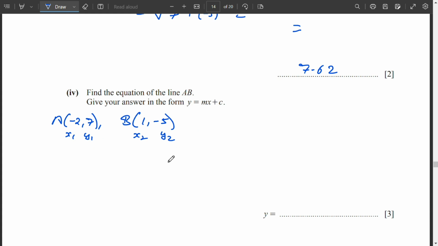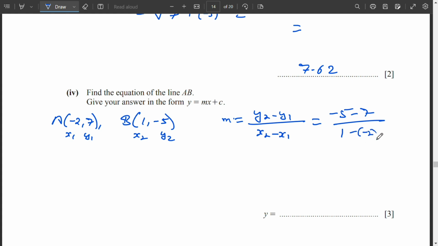Now, for the equation of the line, you need the slope first. So we are finding the slope, that is m equals y2 minus y1 upon x2 minus x1. What is y2? Minus 5 minus 7 upon x2, which is 1 minus of minus 2. So that is minus 12 upon plus 2, which is minus 3. So the slope of this is minus 4. So we have m as minus 4. We can write y equal to mx plus c. This is minus 4x plus c.